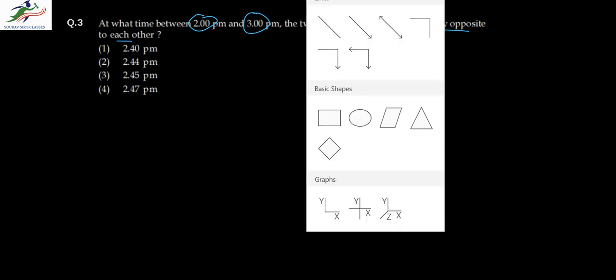We move to the third question, which says: at what time between 2 p.m. and 3 p.m. are the two arms of a watch completely opposite to each other? Now let's draw this pictorially to understand what it is. So let me draw the watch.